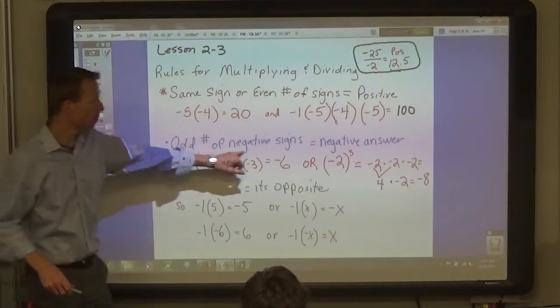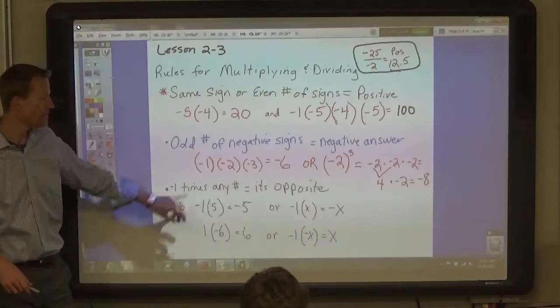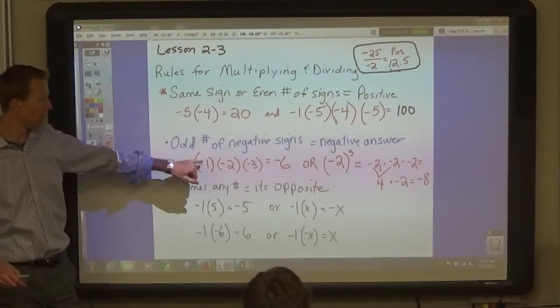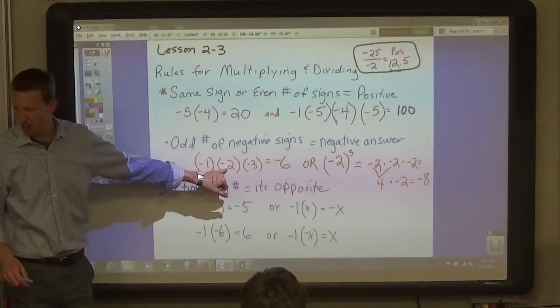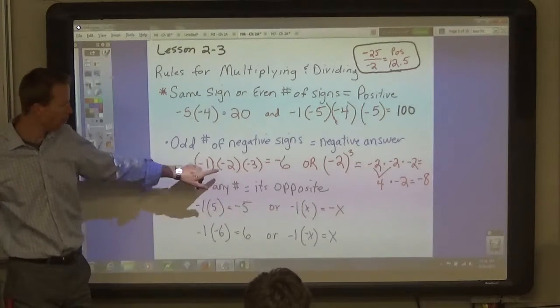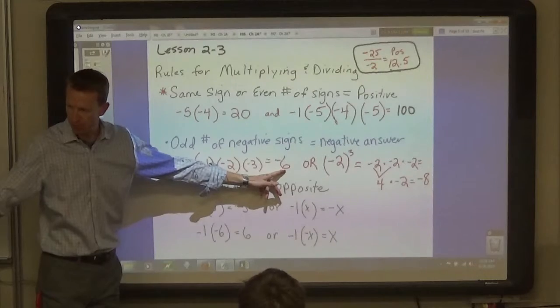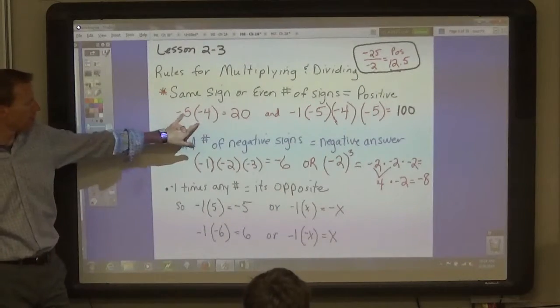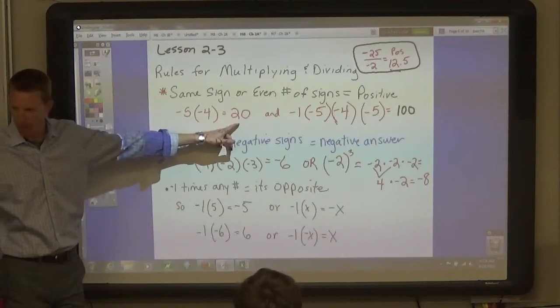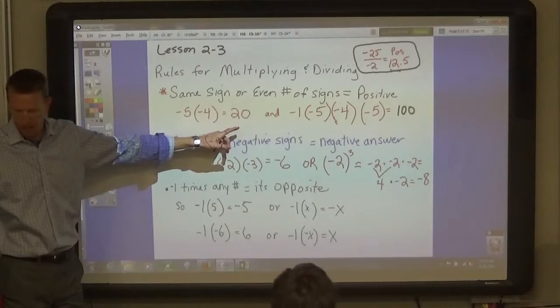If there's an odd number of negative signs, the answer is always negative. Remember, two negative signs cancel each other out. So if two of them cancel out and there's one left, the answer is going to be negative. If there's an even number, they'll both cancel out and it'll be positive. Make sense?